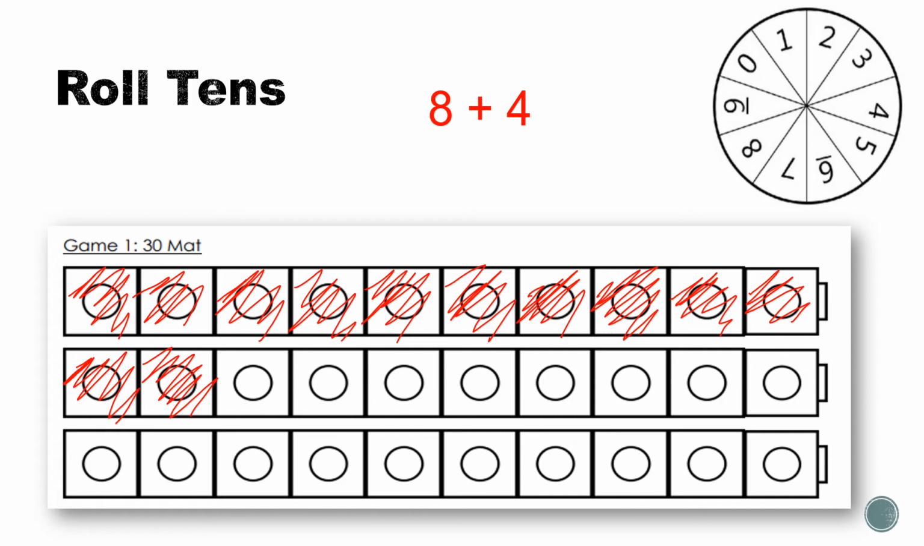Now it's player 2's turn. Player 2 will also spin the spinner 2 times. 7 and 6. Player 2 will add those two numbers together and color in that many connecting cubes on the mat. Remember, the game is over when the mat is full.